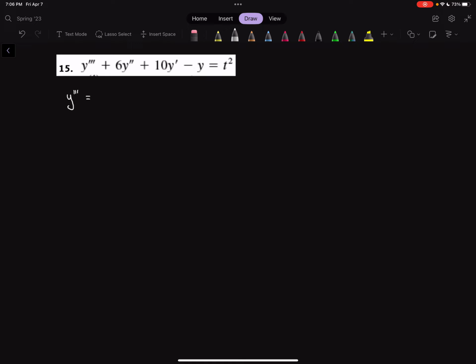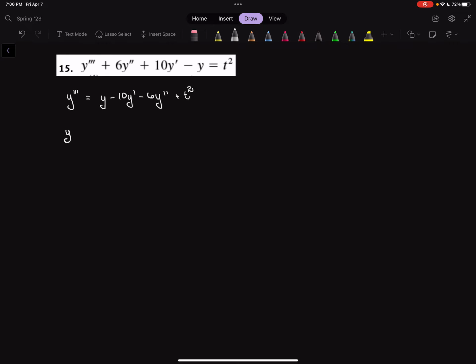So I'm going to move the y first. I'm going to add y to both sides of the equation, subtract 10y prime from both sides, subtract 6y double prime from both sides, and then don't forget that t squared that we still have.